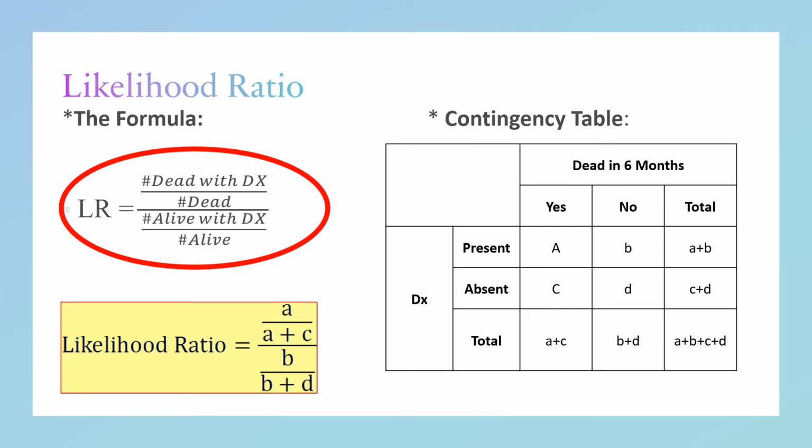All right, so here we have our formula for calculating likelihood ratio. You can see that it's dead with diagnosis over dead, over alive with diagnosis over alive. That's been translated at the bottom into the variables of A, B, C, and D. And to the right, you see the contingency table, and that's how we select the data for those different components in our likelihood ratio.